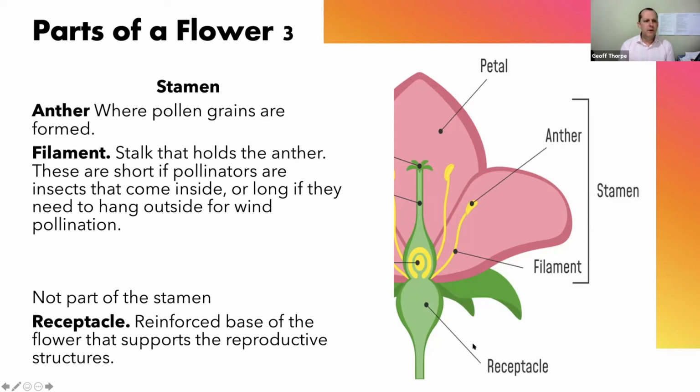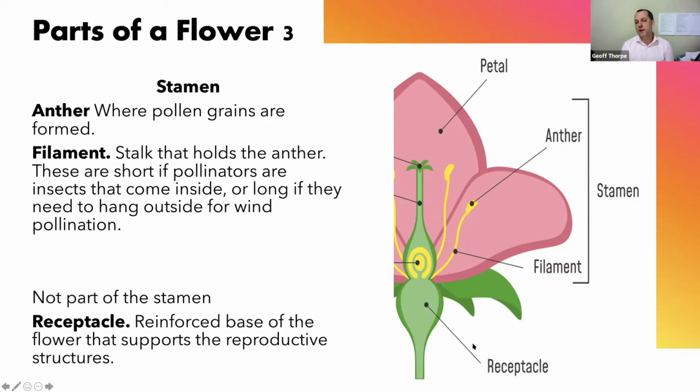So parts of a flower, let's look at the stamen a bit more now. At the very top of the stamen, we have the anther. That is where the pollen grains are formed. And the filament. The filament is just the stalk that holds the anther.